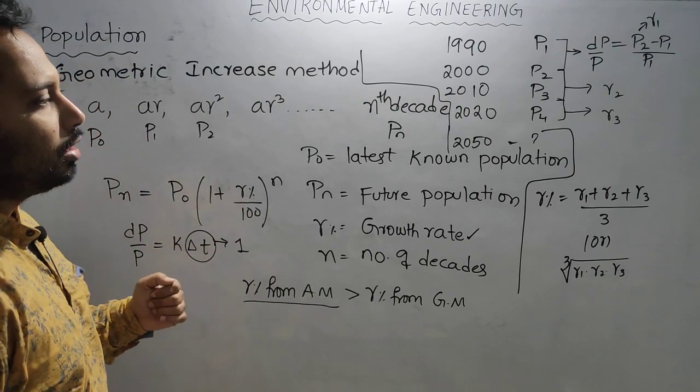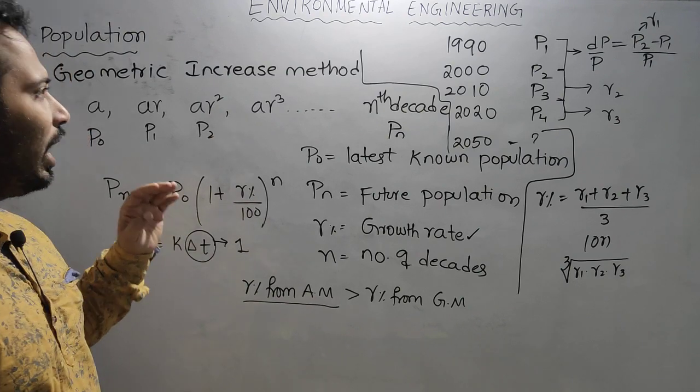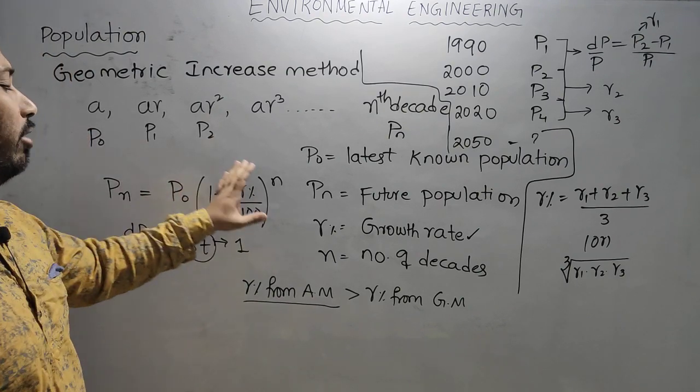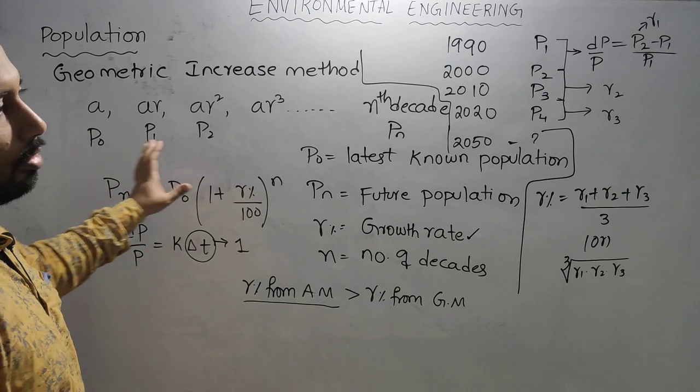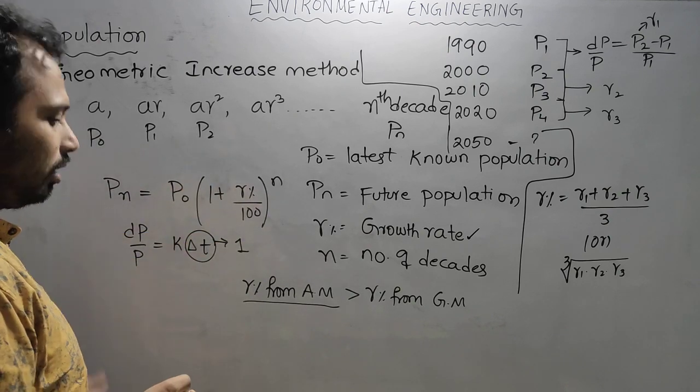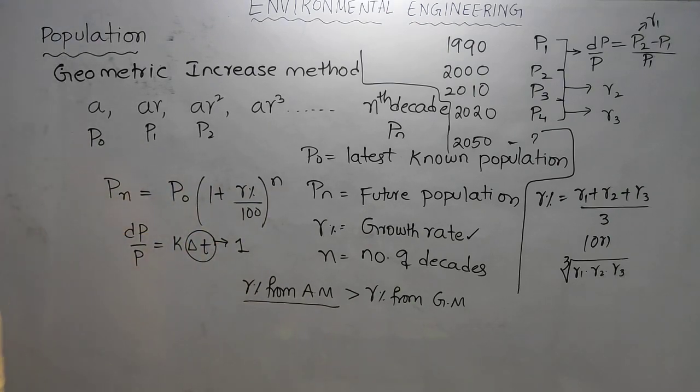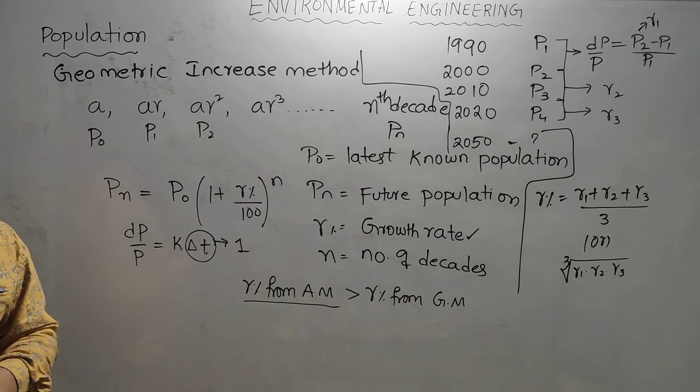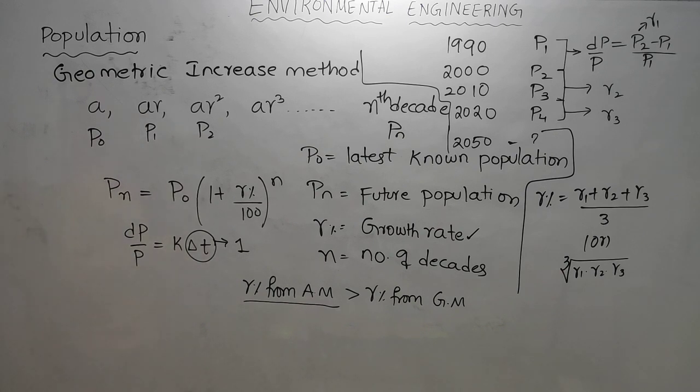Am I clear? So now in this formula, everything we can determine; simply substitute the values. You will get the population of the future in the form of the geometric increase method. So this is the geometric increase method. And the next method is the incremental increase method. What is meant by the incremental increase method?